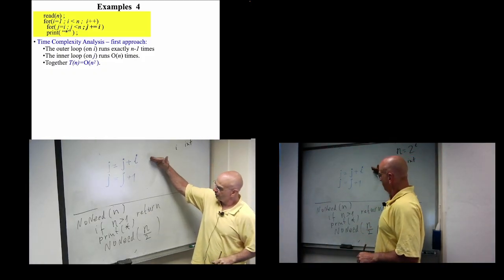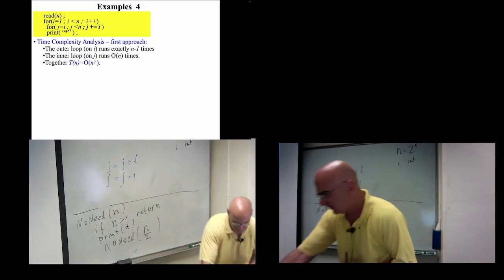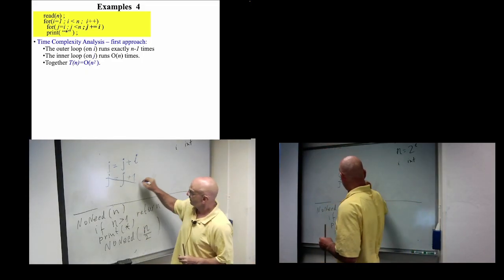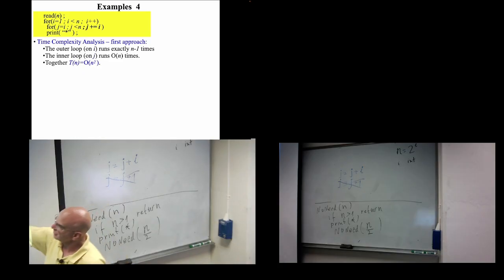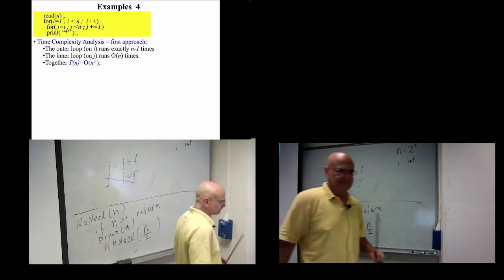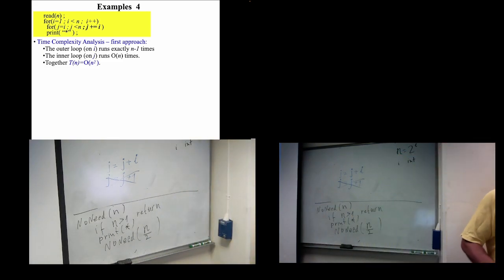But now let's undo this change. So now I'm adding to j i at each iteration. And things here are actually quite surprising.